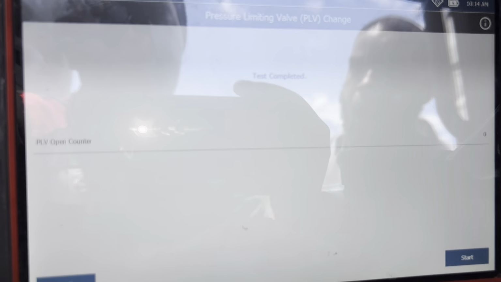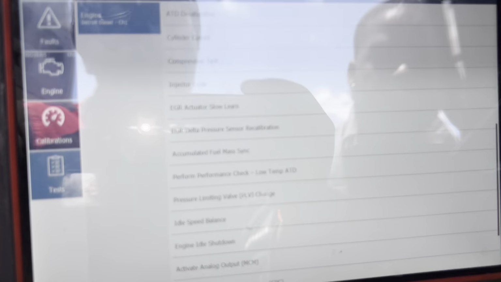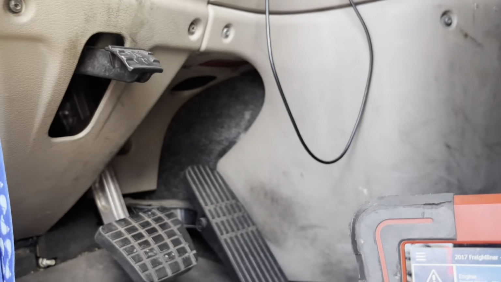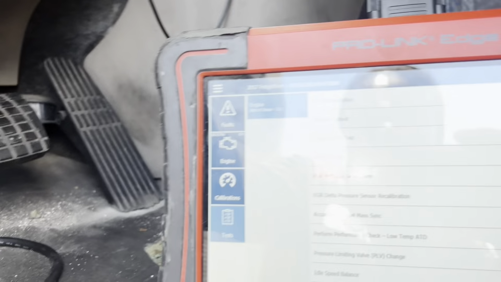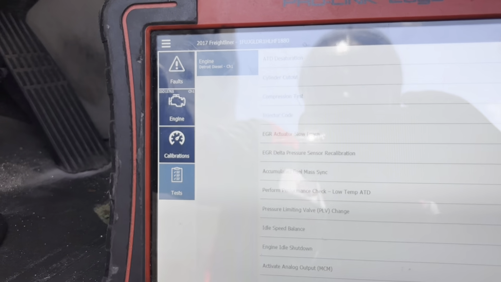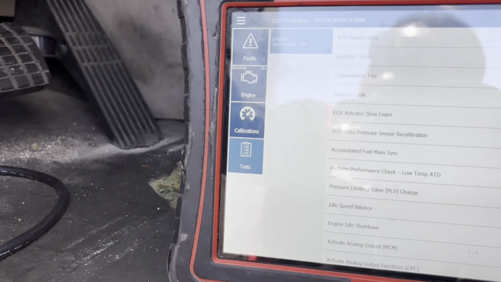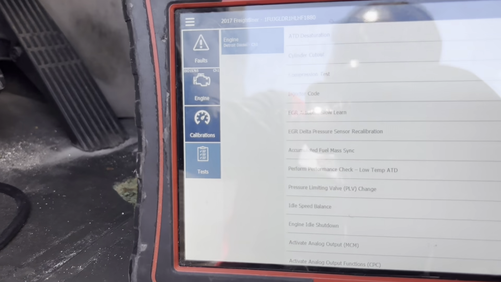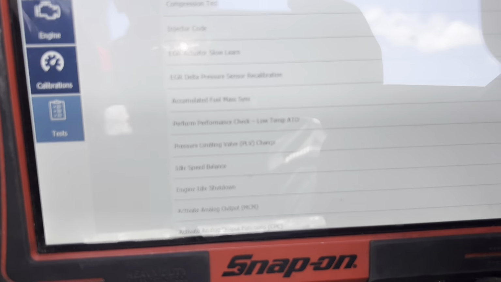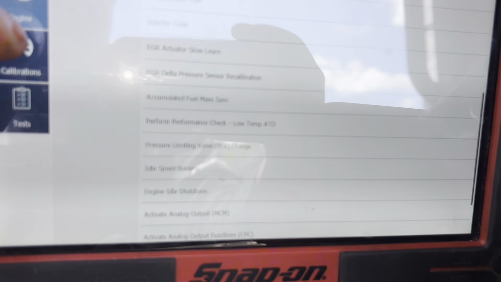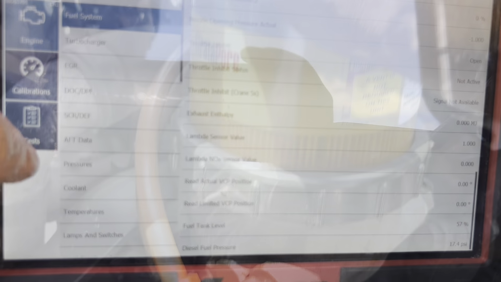We're going to reset this. Okay, so it's reset. And then now let's try to see about starting it. Nothing. Let's try and prime it up again.